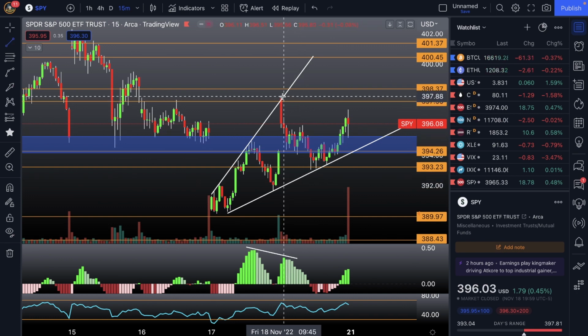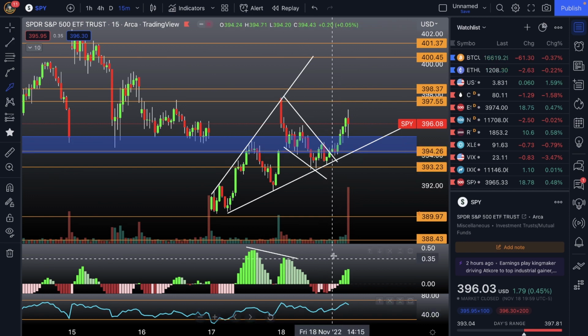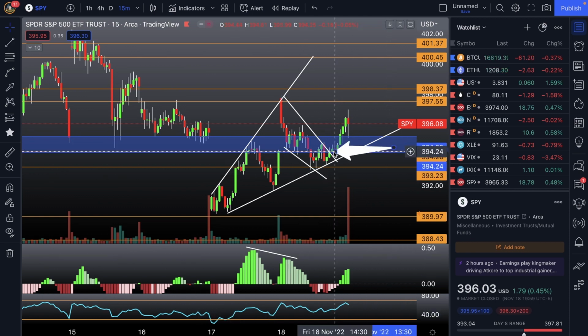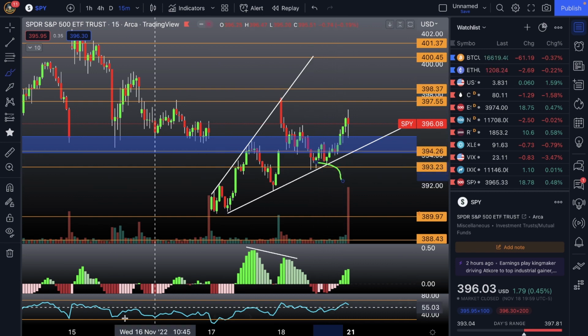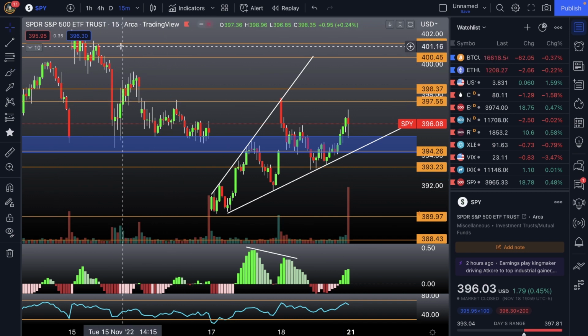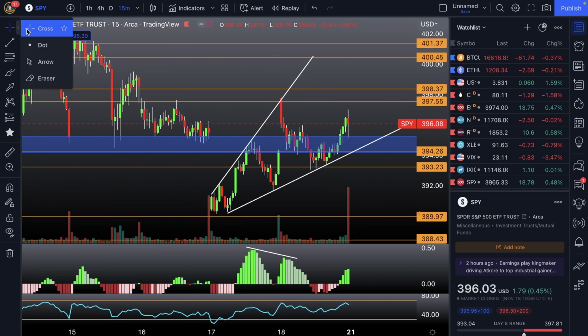So for an example, maybe something like this over here, you had this wedge develop. I'm sure a lot of traders played this breakout right over here. If that didn't break out, maybe you would have broken down something like this, and that could have set up a put trade. So looking for those larger patterns to develop also helps. And apart from that, it's just the standard stuff. I don't really want to spend too much time talking about variables.